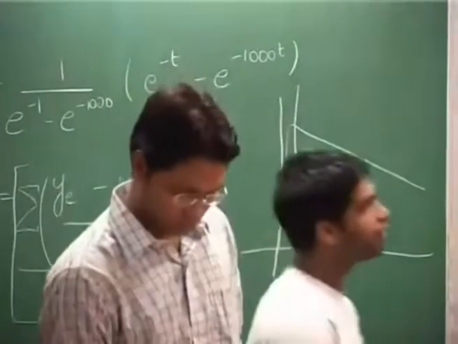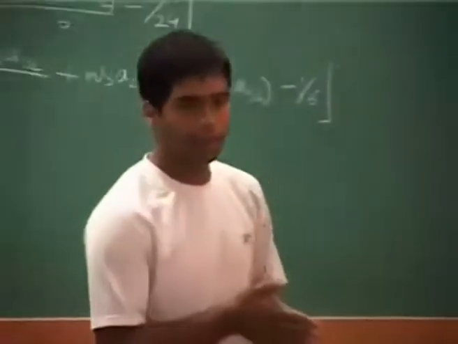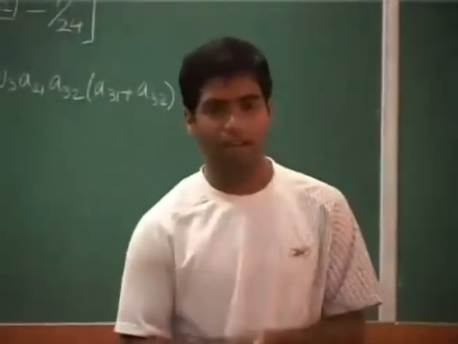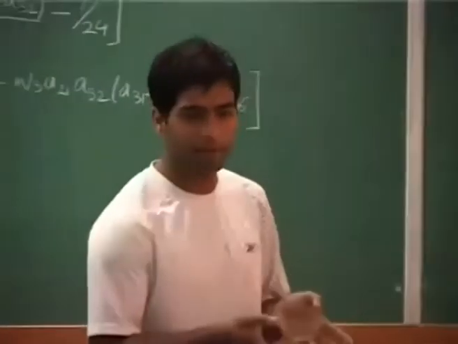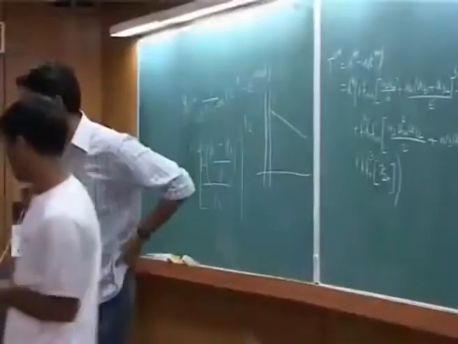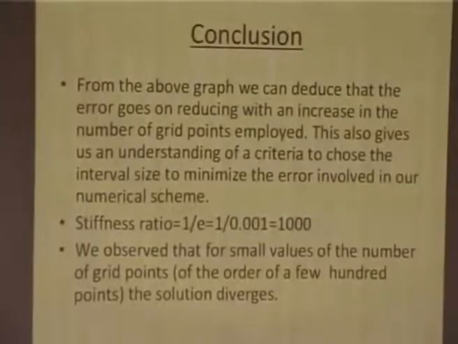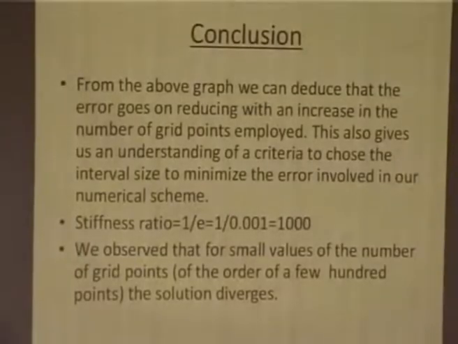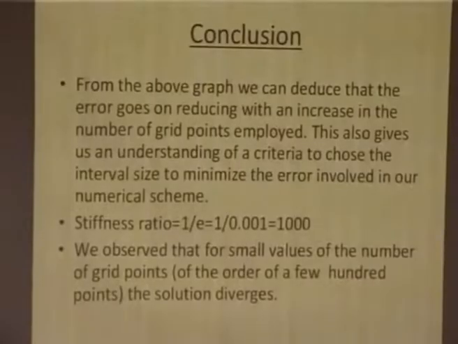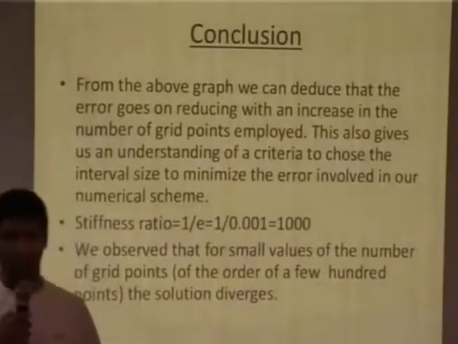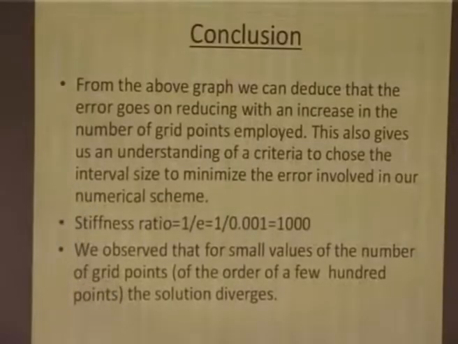Coming to the conclusion, it is quite clear from the graph that as we keep on increasing the number of points, our error keeps on reducing. The most important thing to note about the equation was that it was a stiff differential equation, and the stiffness ratio was quite high, close to 1000. That is 1/epsilon, which is 1000. So the grid size will matter most.